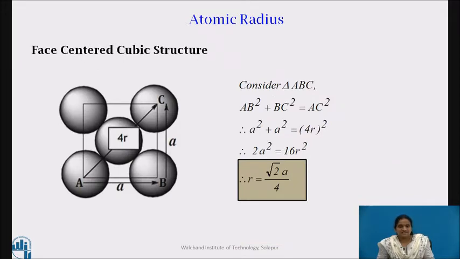Now in a FCC cell, atoms are in contact along the face diagonals of the cube. It is seen from the figure that AC square is equal to BA square plus BC square. Therefore, after calculation, we will get the value of atomic radius equal to root 2 a by 4.